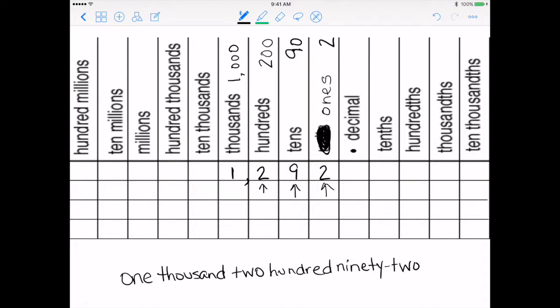So here is part of why understanding place value is so important when you are looking at numbers, because that actually helps to determine what you're going to say when you read that number. In this case, when we look at the words, it says 1,292.